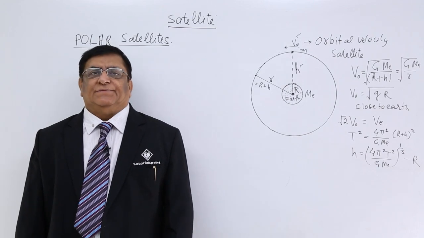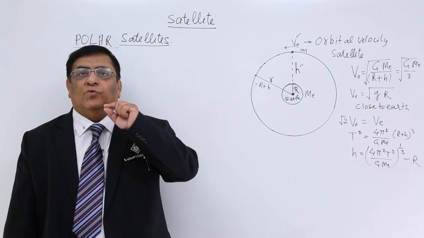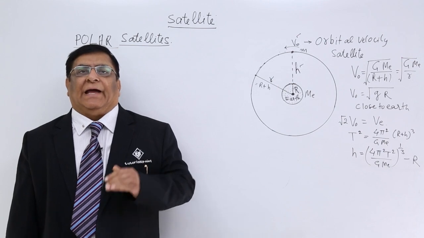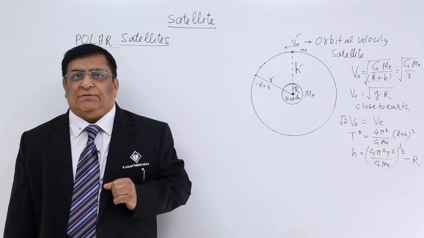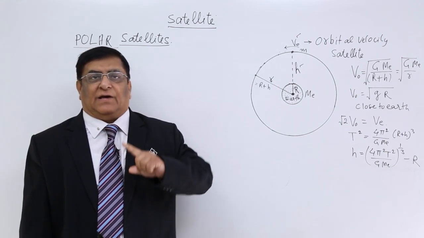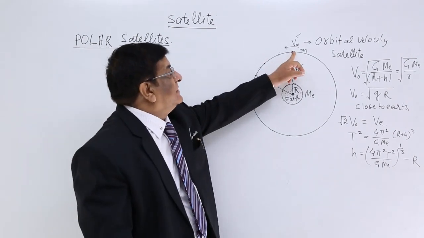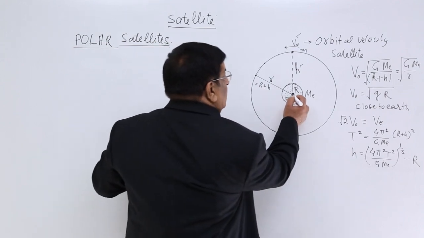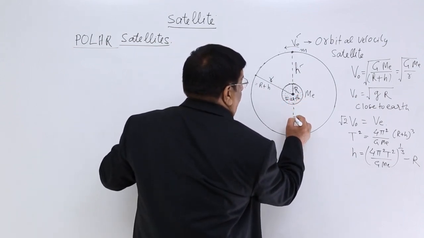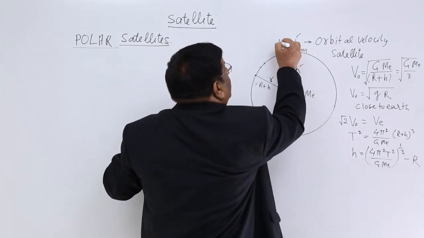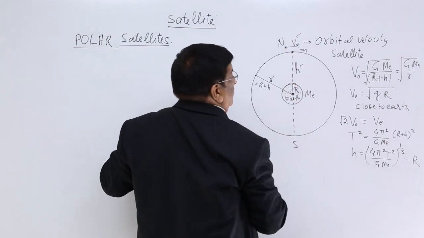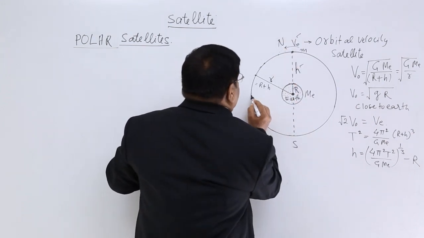Polar satellites are moving around the Earth and they are very close to Earth, and their direction, as appears by the name, is pole to pole. This is the North Pole, this is the South Pole. This is the equator.